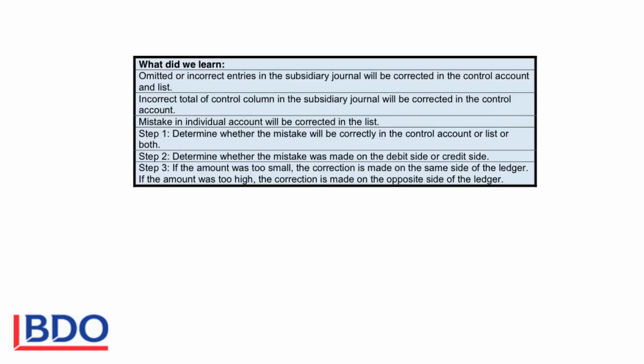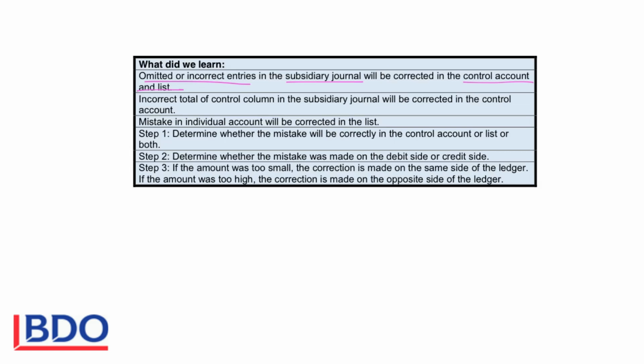What did we learn today? Any omitted or incorrect entries in the subsidiary journal will be corrected in the control account and in the list. So if we didn't record an entry in the subsidiary journal, or we made a mistake when we recorded the entry in the subsidiary journal, the wrong entry will be transferred to the individual account of the debtor or creditor. The total will be wrong, and that wrong total will be taken to the control account. Therefore, we have to correct it in both places.